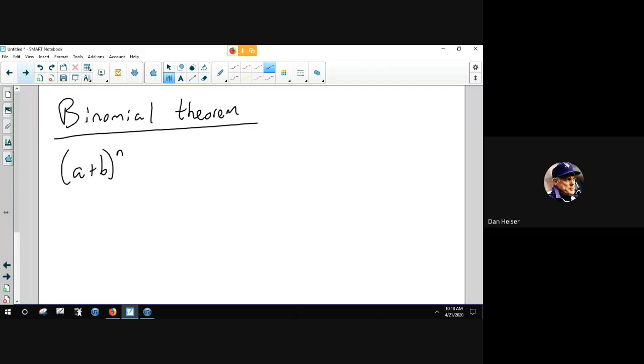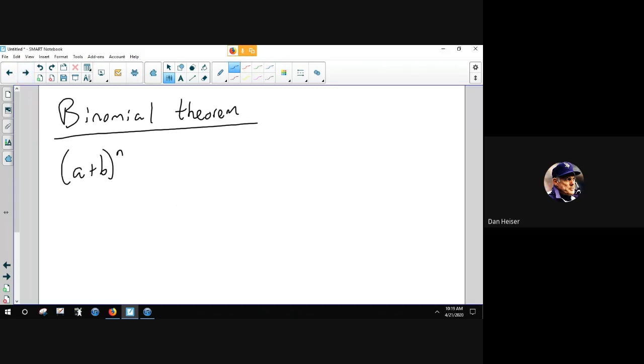This was really explored in depth by Isaac Newton. It was kind of known before the time of Isaac Newton, but it really wasn't developed real well. Newton took this theorem and showed that it worked for virtually any kind of exponent you could put in place of n. It's a way to expand a binomial in full.